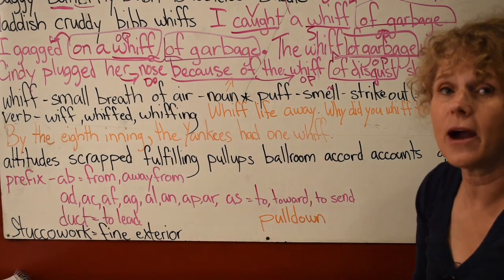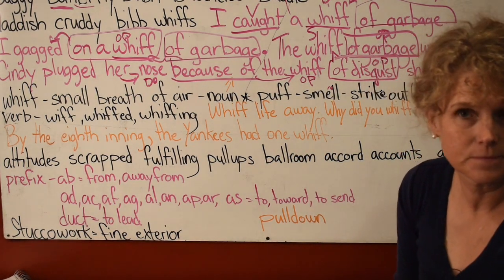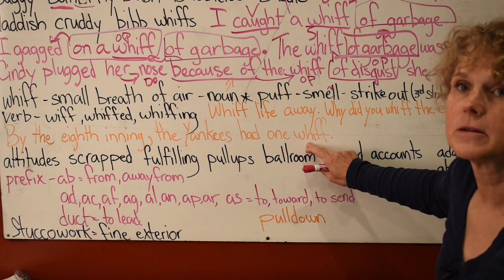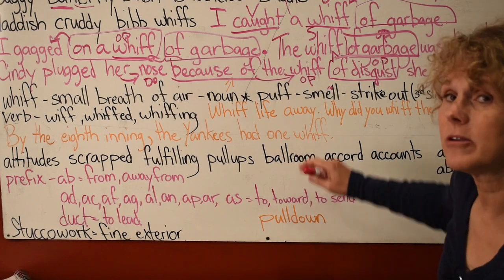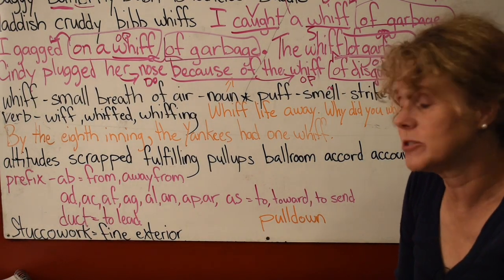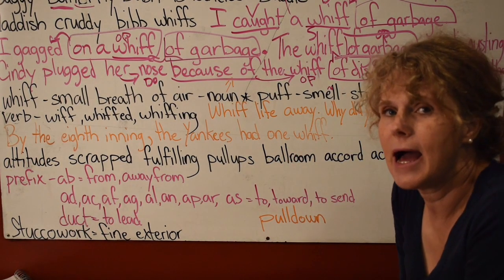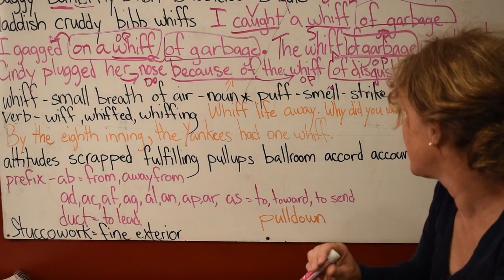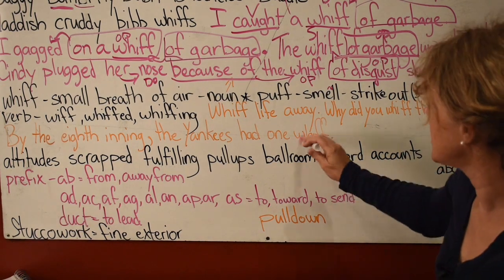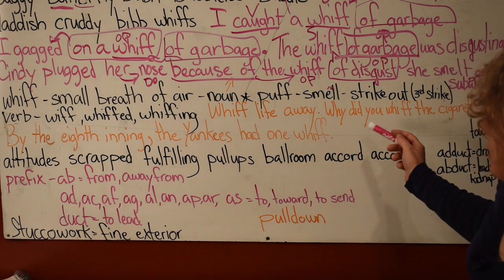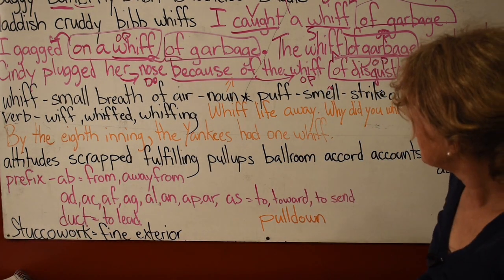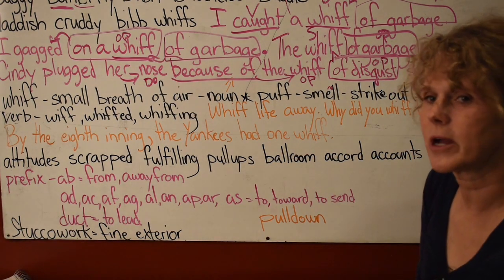So is this a noun or a verb? Which one? This whiff right here. Noun. This is a noun. It's acting as a direct object. Whiff is so much easier to put in as a noun than a verb. It's just easier. But it can be both. So how do you know that this is a direct object?